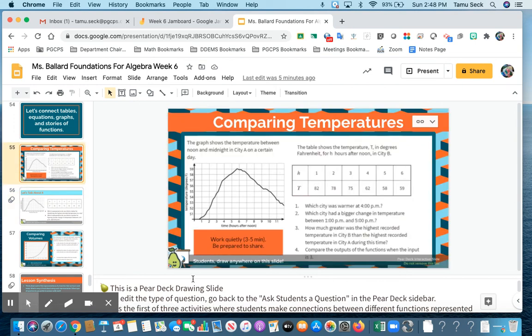Okay, the graph shows the temperature between noon and midnight in city A on a certain day. The table shows the temperature T in degrees Fahrenheit for hours after noon in city B. Which city is warmer? Okay, so I'm going to go over this one. I'm going to grade the middle one, slide 56, and I'm going to go over slide 57. Okay. Which city is warmer at 4 p.m.? So to be able to answer this question, let's look at my Jamboard.